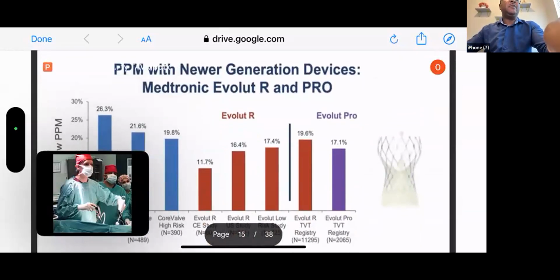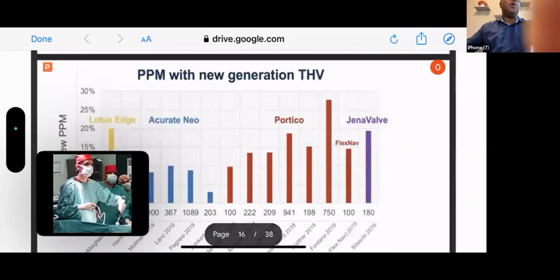So looking at the Medtronic valve, like I told you, the incidence of permanent pacemaker placement in Medtronic valve are higher, usually about 20%. And this also shows us the evolution from the initial Medtronic valve to the Evolut R and then the Evolut Pro. But usually you still see that the permanent pacemaker incidence here is in double digit. So we also have some other valves that we usually don't use most here. I don't know if you guys use it in Europe, Lotus Edge and all that. So this is just to let you know that either way the incidence is still a bit high in most of these valves.